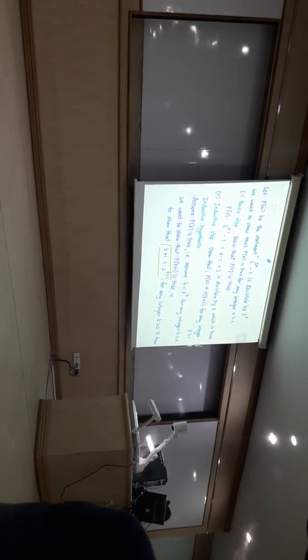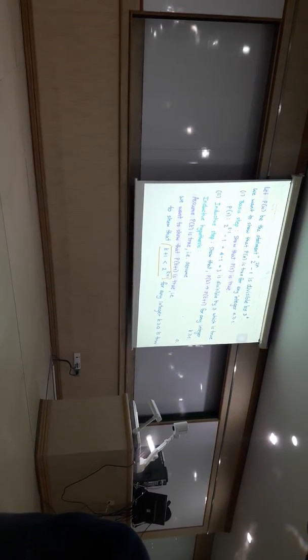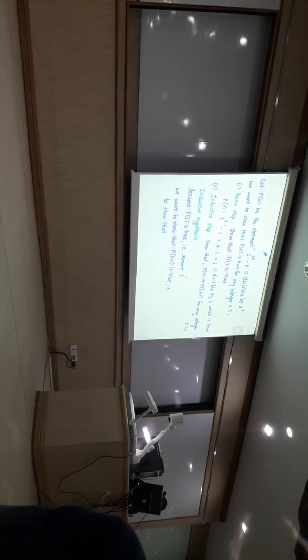Okay. Step 2, we want to show that pk implies pk plus 1 for any integer k greater than or equal to 1. So we assume that pk is true. That means we assume 2 to the power of 2k minus 1 is divisible by 3.